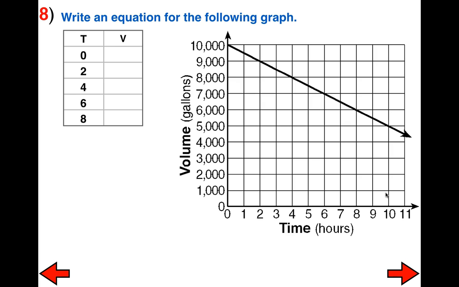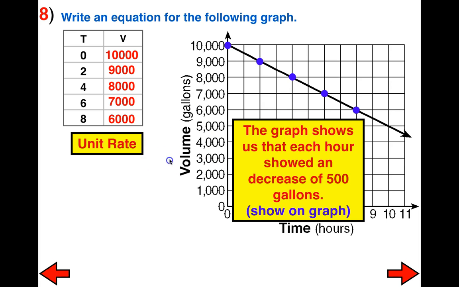Okay, so we're back. We're going to go ahead and check our work. Hopefully the first thing that you did was find some nice ordered pairs. So 0, 10,000, 2, 9,000, 4, 8,000, 6, 7,000, 8, 6,000. The next thing you did was search for that unit rate.